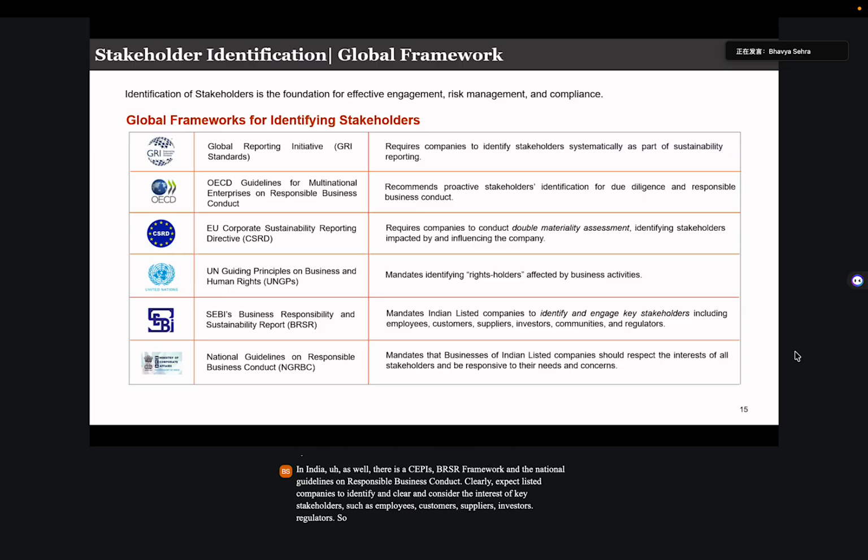So the message across all these frameworks is consistent. Stakeholder identification is not optional. It is the starting point of engagement, risk management, compliance, and long-term sustainability.